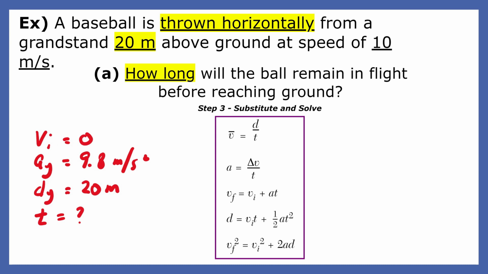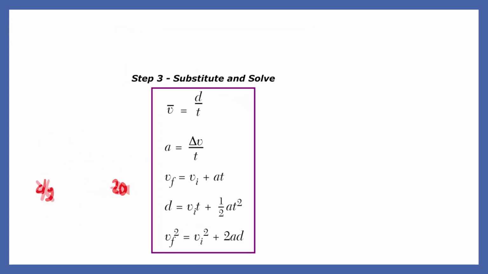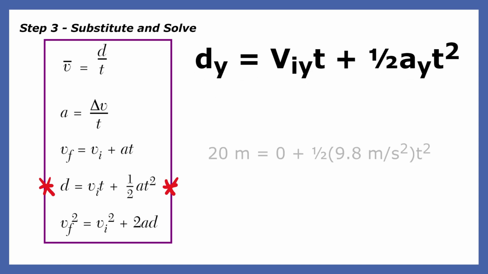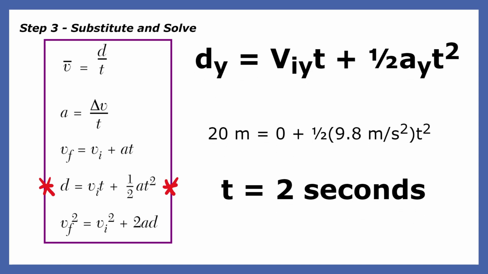Since we have enough variables on the y side of the chart to find an equation, we'll use them. The equation that fits is the fourth one, d equals vit plus 1/2 at squared. When we substitute our numbers into the equation, we find that the projectile spent 2 seconds in the air before it hit the ground.